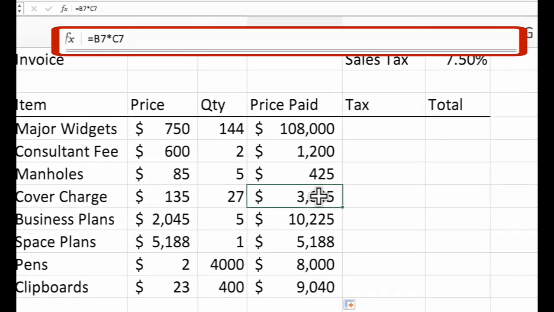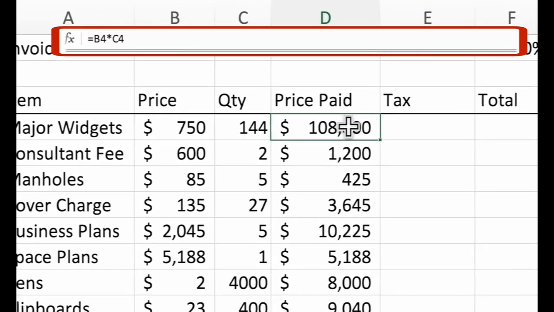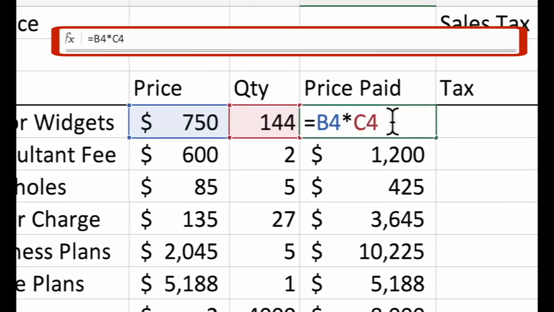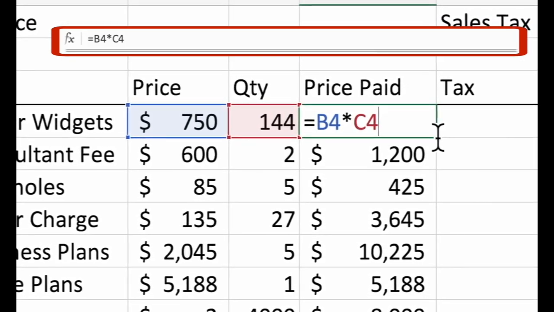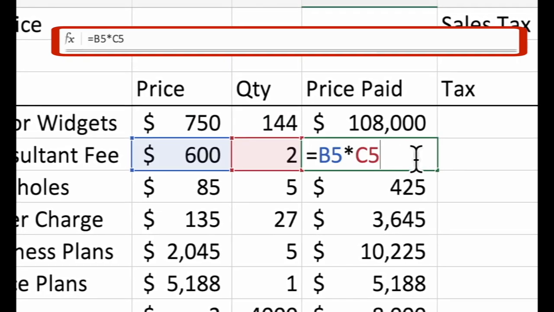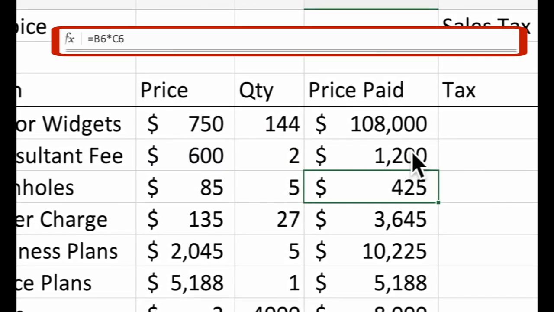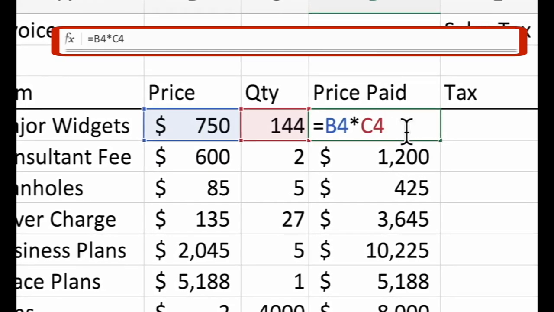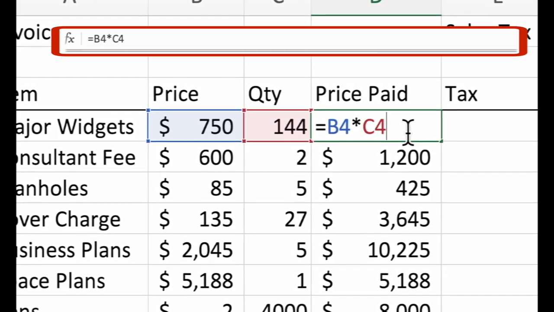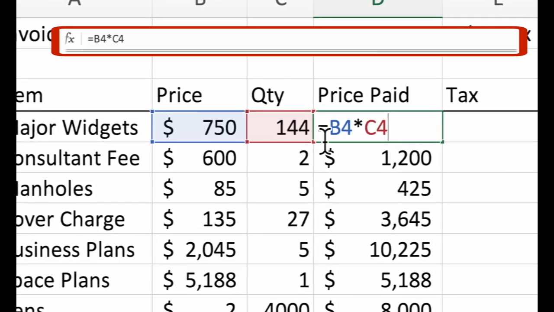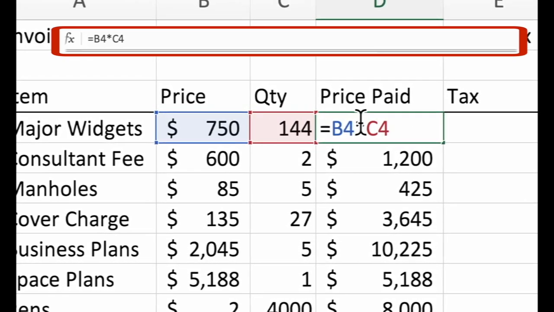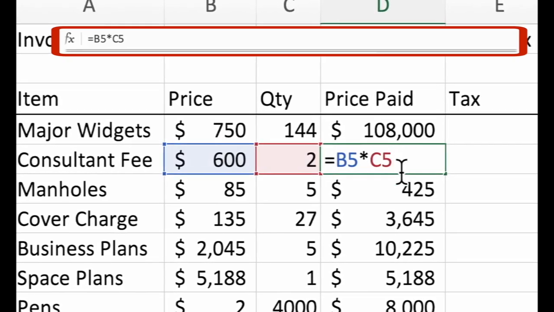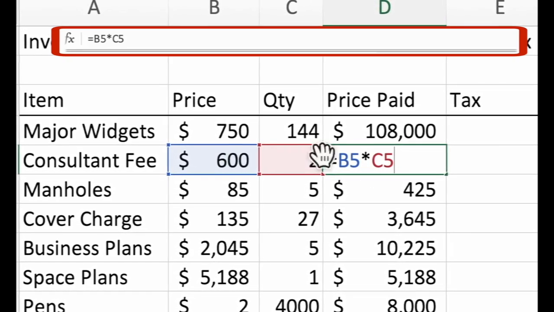Now, these are all relative references. If you notice, this is B4 times C4. Then this one is B5 times C5. When I created all but the original one, Excel looked at the original one, and it didn't see B4 times C4. It saw the cell 2 over to the left times the cell 1 over to the left. And then here, when I dragged it down, it said, oh, so the cell 2 over to the left times 1 over to the left.